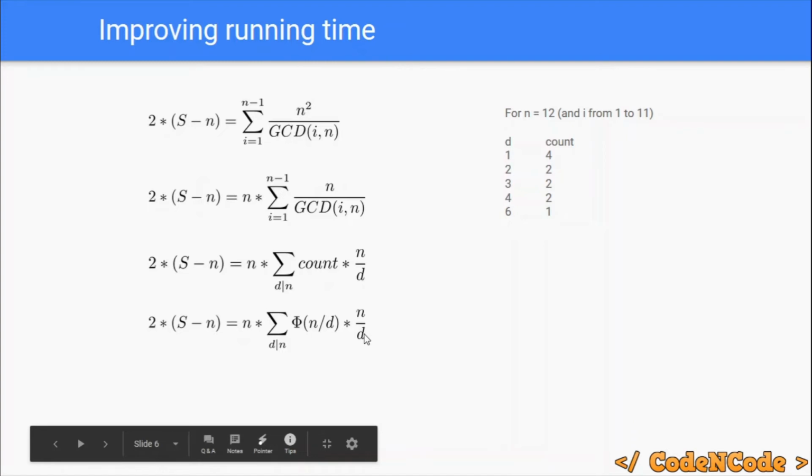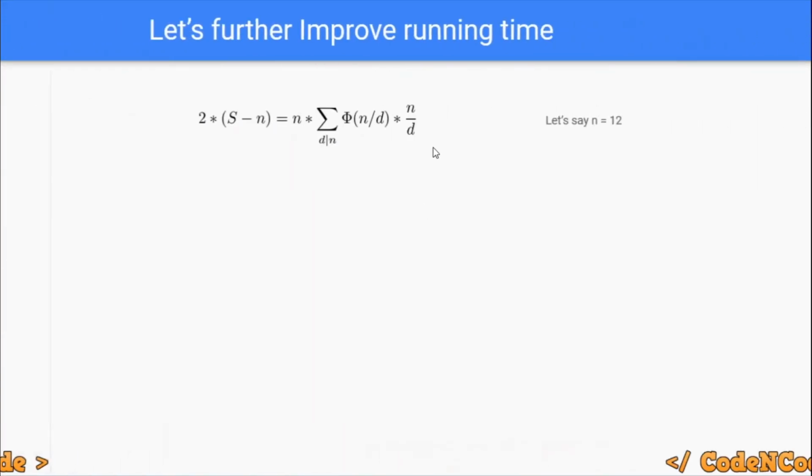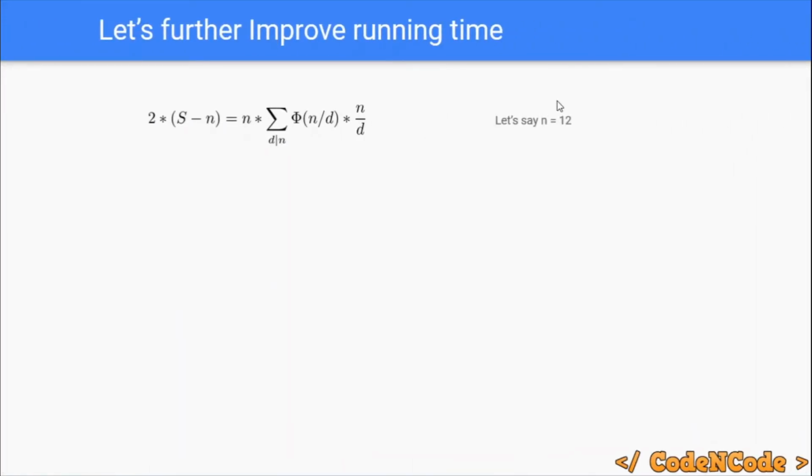Now we are going to further improve the running time. And how? Of course, we are going to make the running time big O of 1, that is, we are going to answer each query in constant time. So now we will see how we can improve the running time from square root of n to big O of 1.